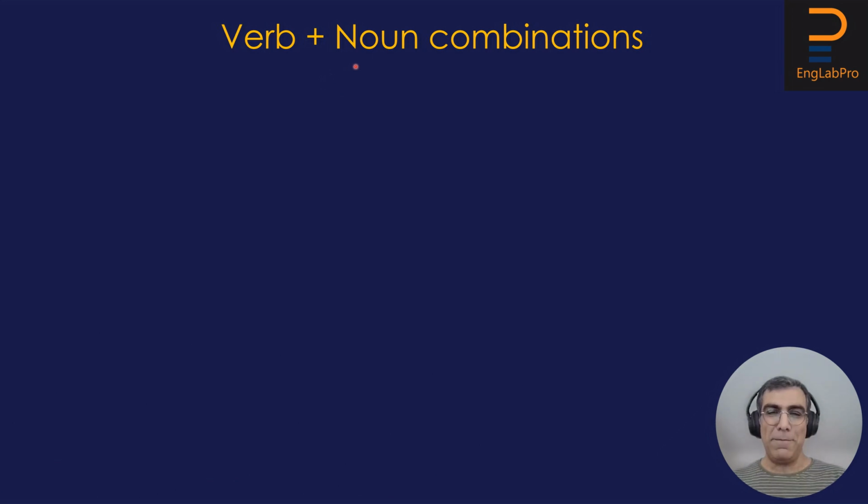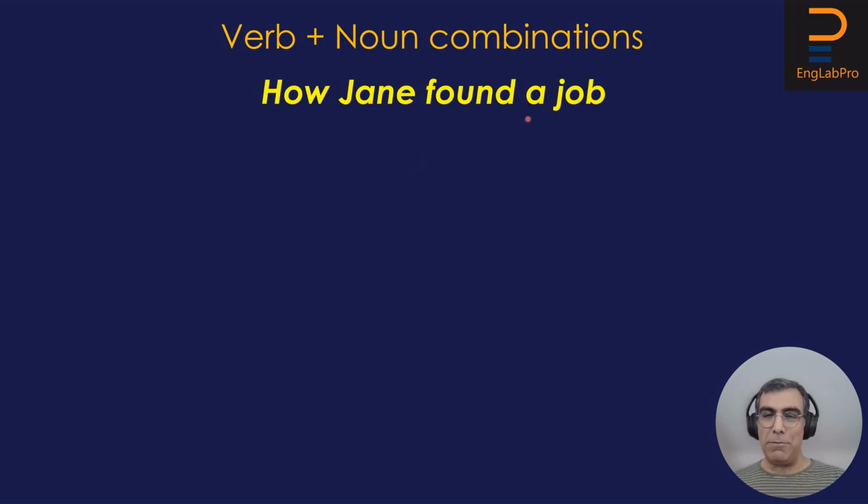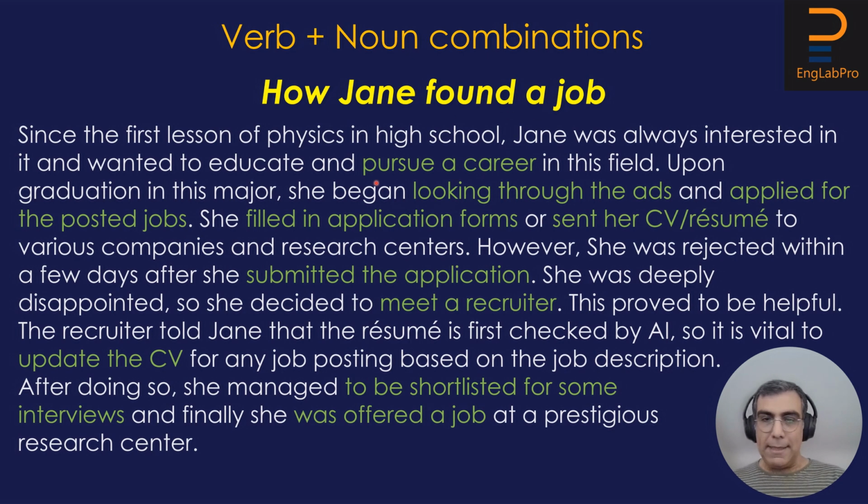Now let's learn some verb plus noun combinations, which are useful when you want to talk about the topic of employment. There is a short story about Jane and the way she found a job. In this text, you can see that some of the expressions are written in green. These are the ones that you're supposed to learn. Let's go through it and then I will read the text for you. And after that, I will explain all of these expressions in detail.